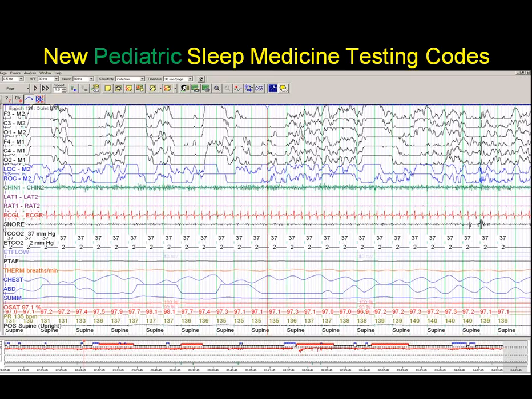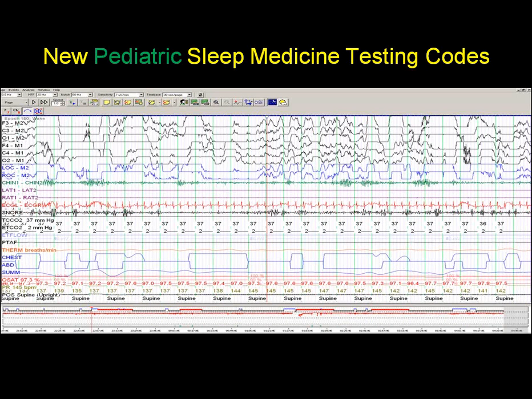For those of you who are, of course, not sleep physicians, the sleep doctors will recognize this immediately, but here's a typical sleep study representing quiet sleep. And one can see on the left-hand side, right below the electrocardiogram and snoring channels, the end-tidal and transcutaneous CO2 measurements that are, in fact, characteristic of the pediatric sleep codes.